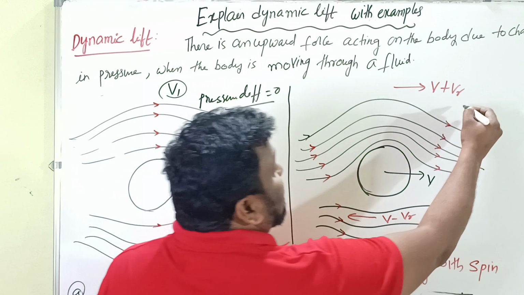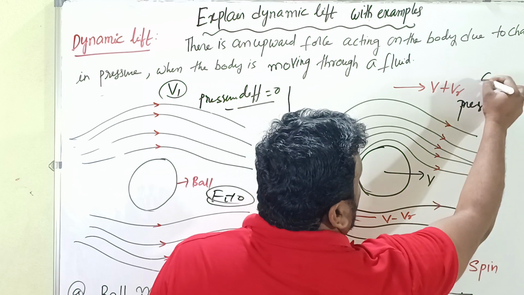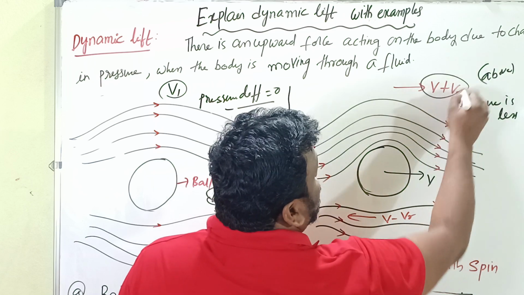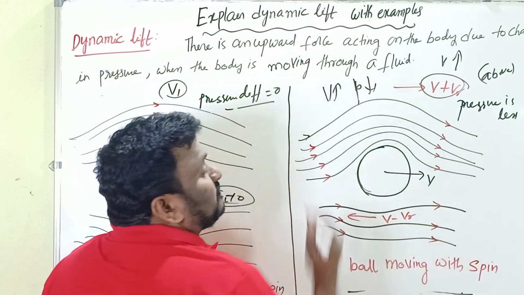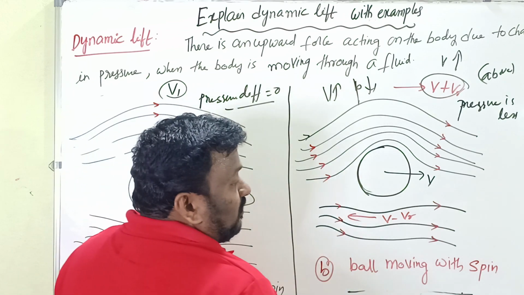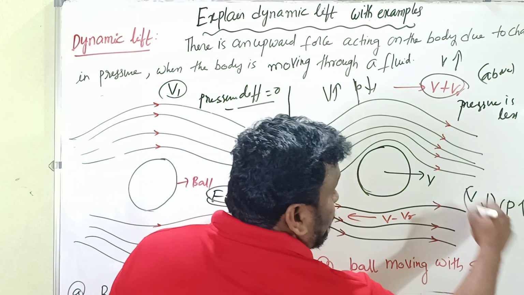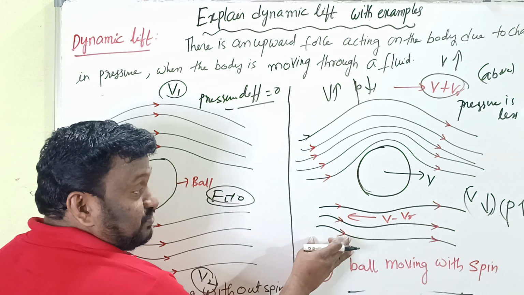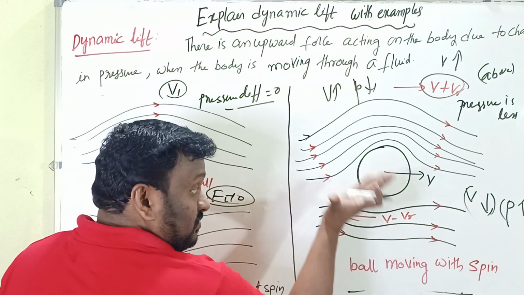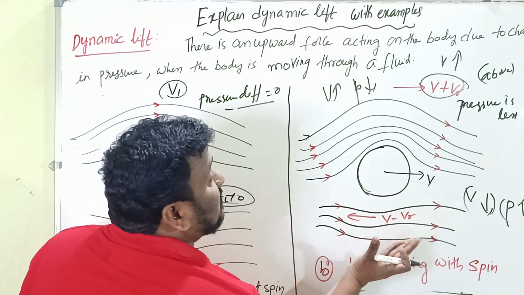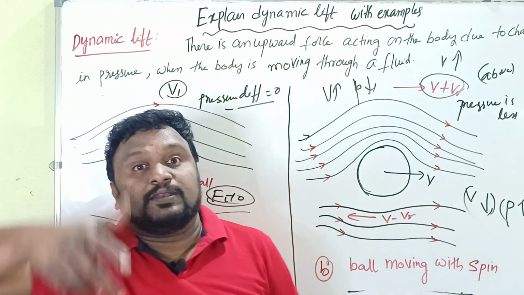When the velocity is more above the ball, pressure is less. Pressure is less where? Above the ball. Why? Because velocity is more. Next, below the ball, velocity is less and pressure is more. Clear? Below the ball, pressure is more, velocity is less. That means from the bottom of the ball, the pressure is acting upward. That's why the ball is going to spin.